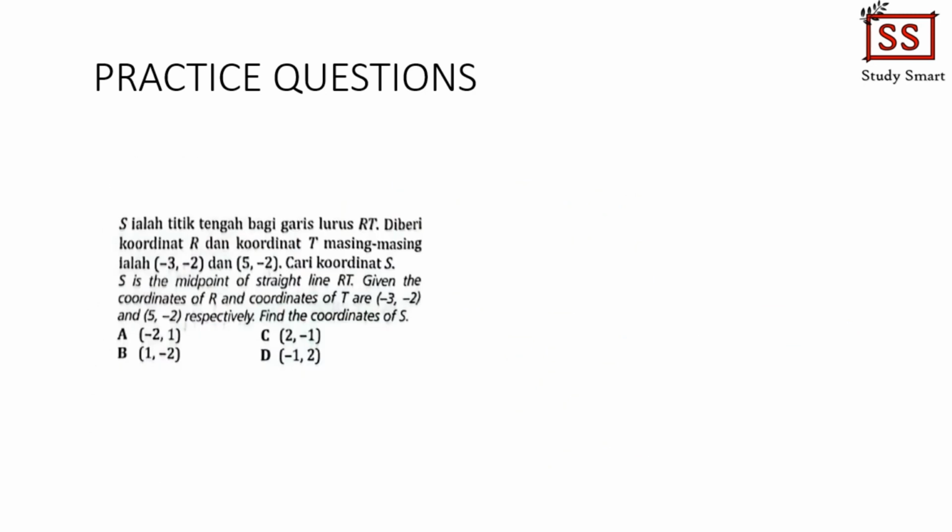Moving to the next question. S is the midpoint of the straight line RT, with S in the center. Given the coordinates of R and T, R is -3, -2 and T is 5, -2. Find the coordinates of S.